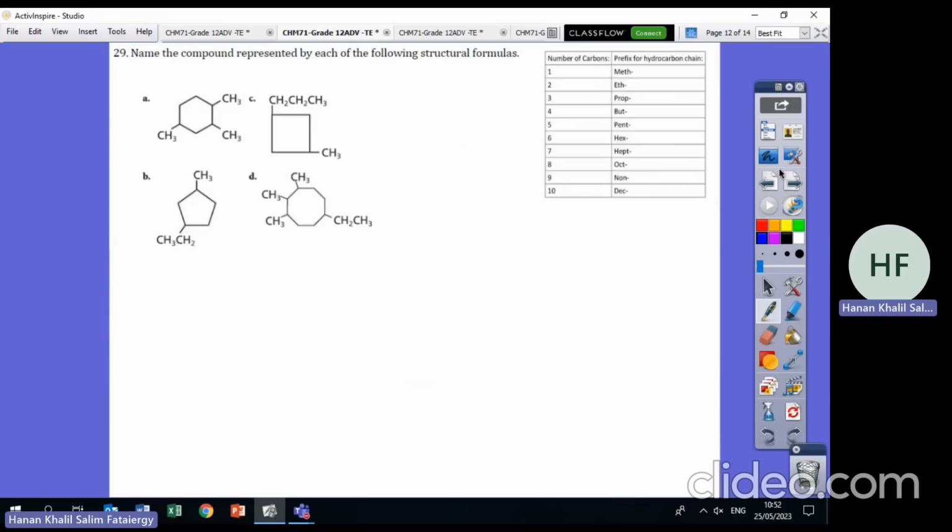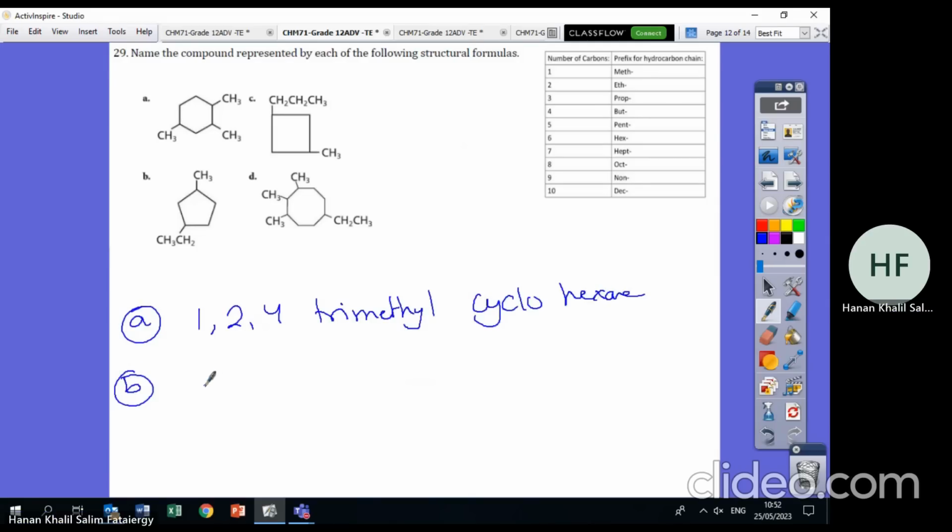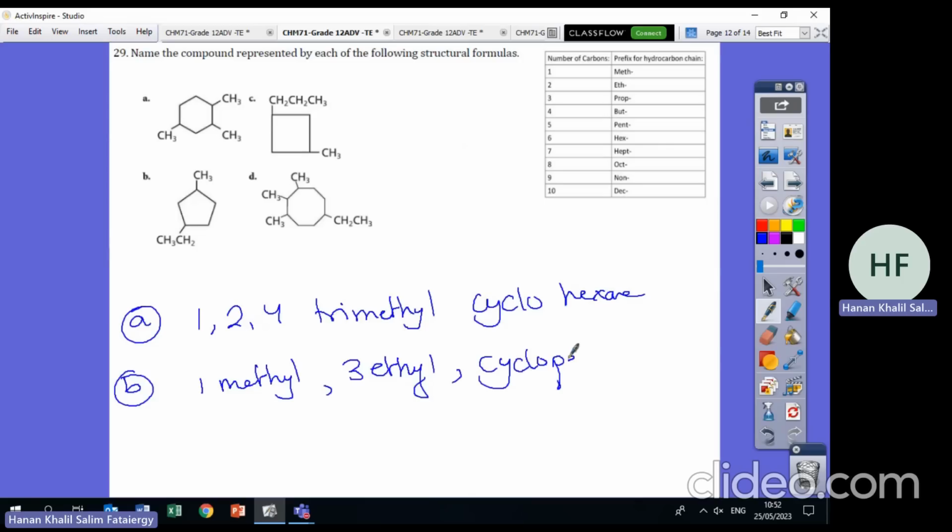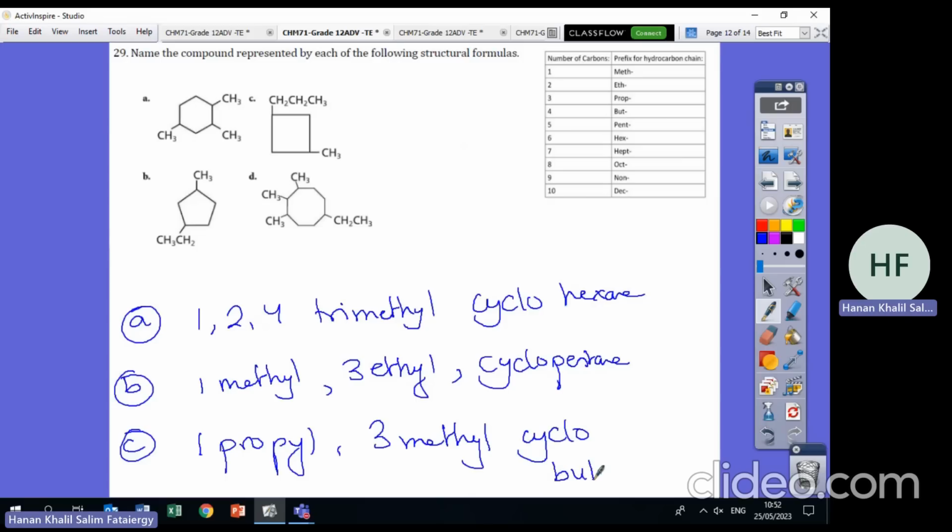Yalla, these are cyclic shapes. Also try to name them. Okay, A is... if you don't understand, you can go back to my videos and learn the lesson in detail, okay? Okay, this one is not required.